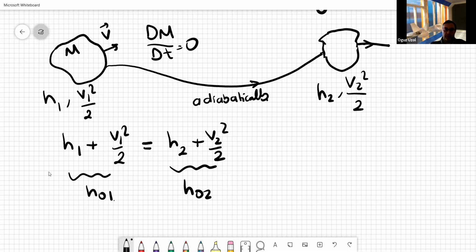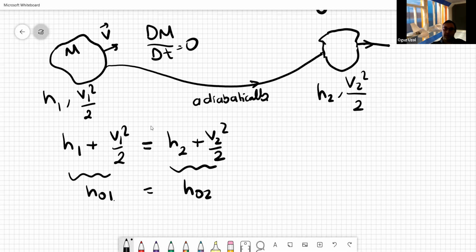This zoom is killing me. Okay, here. Just want to put an equal sign here. So basically, for an adiabatic process, adiabatically moving gas, stagnation enthalpy along a streamline does not change. That's the moral of the story.